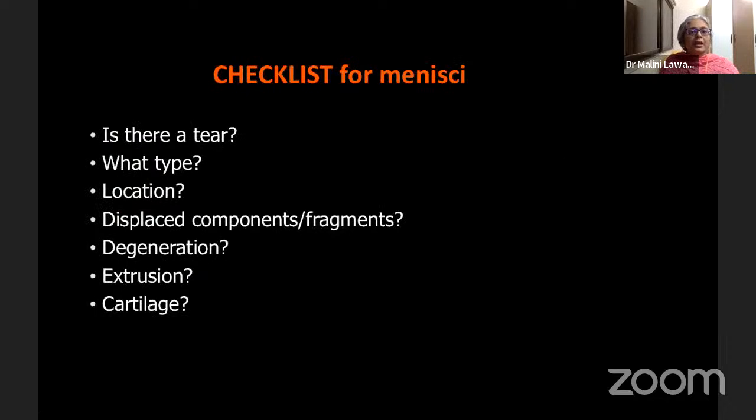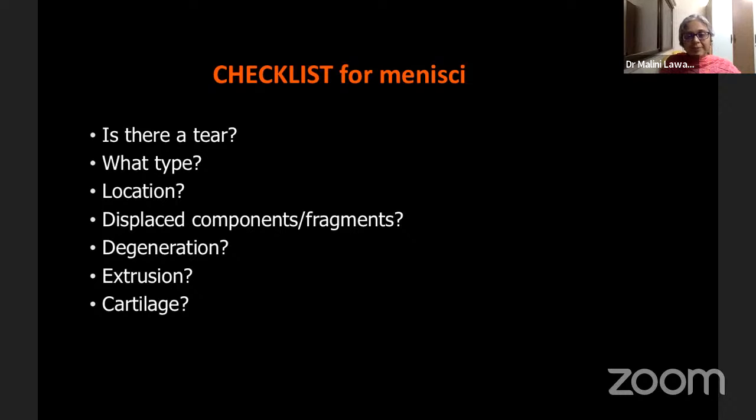So if we look at a checklist for meniscus, first, is there really a tear? I think that is most important. Followed by, what is the type of tear? Horizontal, longitudinal, bucket handle, radial, complex, root tear. What is the location of the tear? Is it in the anterior horn going into the body, or is it at the posterior horn body junction? Is it in the red zone, the peripheral third, or in the inner portion?